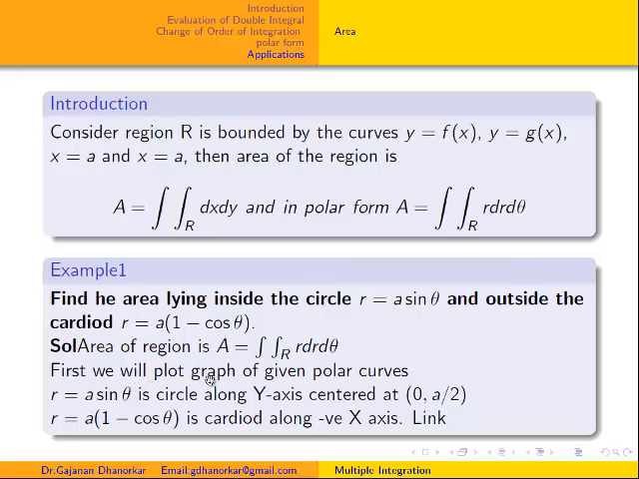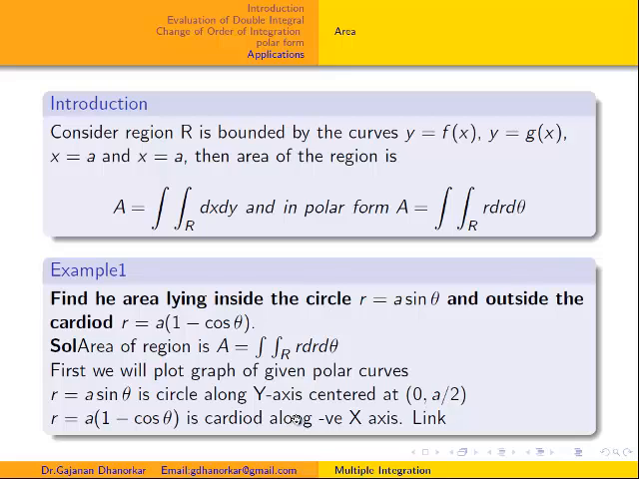Now here first we will plot the graph of the given curves, r is equal to a sin theta and r is equal to a into 1 minus cos theta. We know that this is a circle, r is equal to a sin theta, this circle is along the y axis. Here it is 2a, then the radius is a, but here it is only a, that's why our radius is a by 2, centered at a by 2 along the y axis, and this is the cardioid. Now this cardioid is along the negative x-axis, because the minus sign is there. If we take the plus sign, then we get it along the positive x-axis.